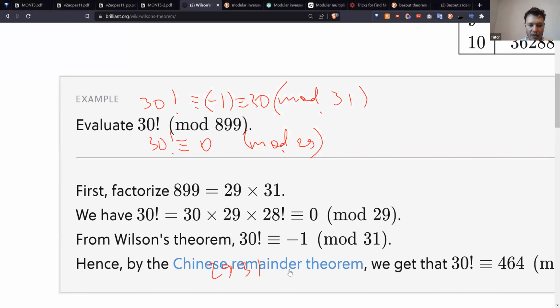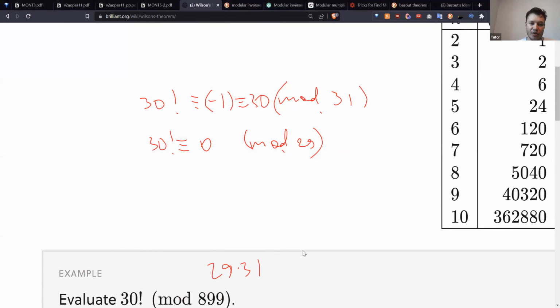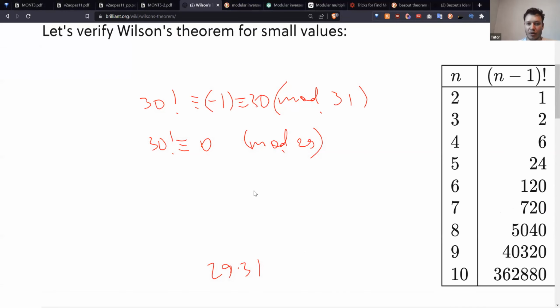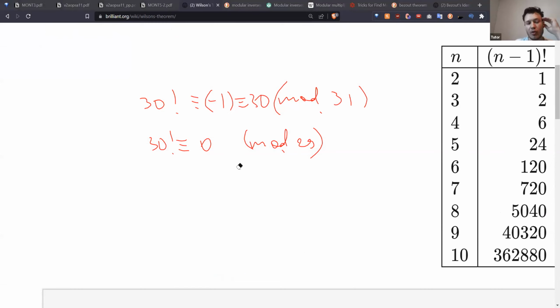There is the Chinese remainder theorem, which basically tells you how to combine the two of them to get what 30 factorial is congruent to mod this. We'll take a look at that maybe in the future. But to give you an idea, here is how we could solve this system.